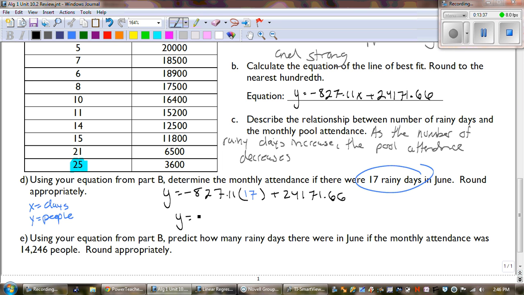What was your answer? Is that what you got? You know what? I know exactly what you got. You got this number, 10,100.79. But guess what? You can't have 0.79 of a person.